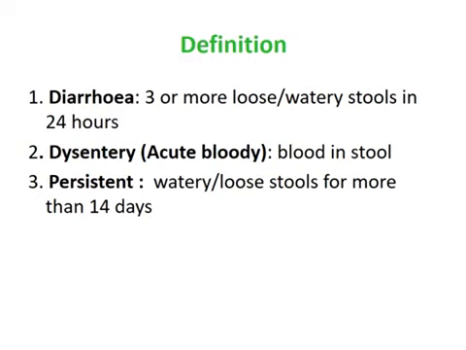Diarrhea is defined as 3 or more loose or watery stools in 24 hours. So you need to actually ask the mother to describe what the stool looks like. You will get parents who report the patient has diarrhea because the frequency of their stools has increased. So instead of passing 2 stools a day, they're perhaps passing 5 stools a day, but they're all still soft formed stools. The definition clearly says it needs to be loose or watery stools. If there's blood in the stool, we refer to it as dysentery or acute bloody diarrhea. And if it lasts for longer than 14 days, we talk about persistent diarrhea.